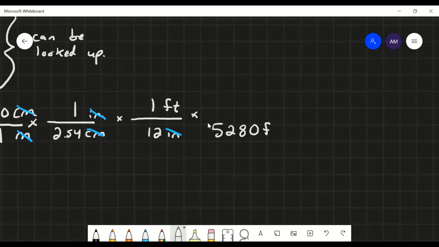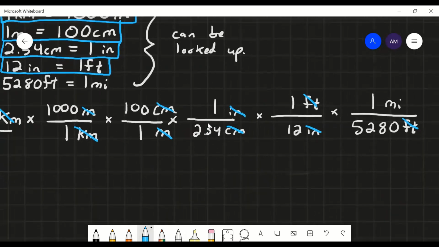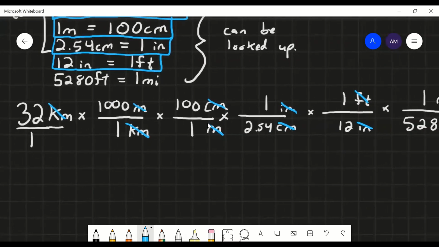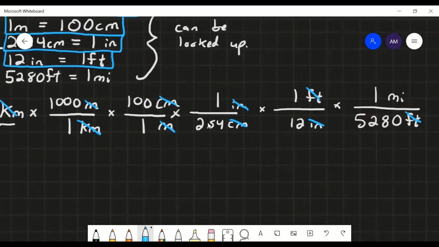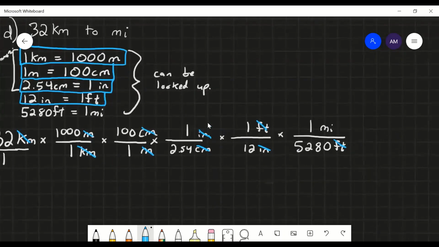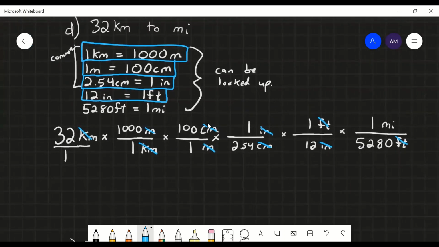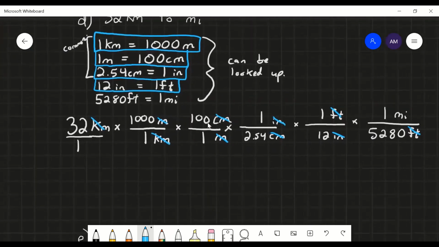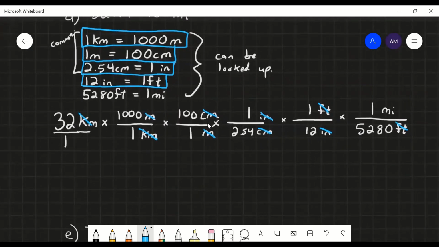5,280 feet is the same as 1 mile. That cancels the feet. So if you look at the units, every single unit here has canceled, except for the mile at the very end. So that's how we know we converted this properly. So it's just a matter of multiplying all the fractions together.